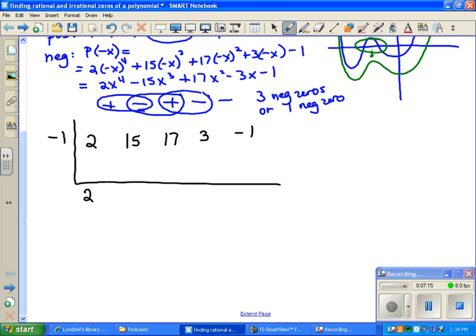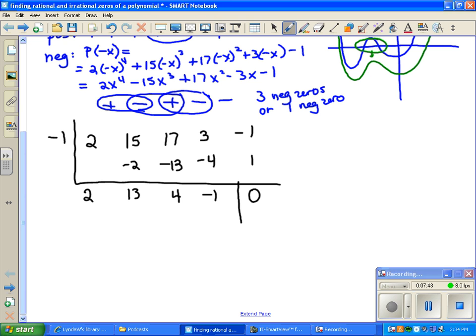I multiply by negative 1 to get negative 2. Add with the 15 to end up with 13. Multiply by the negative 1 to get negative 13. Add with the 17 to get 4. Multiply to get negative 4, add with a 3 to get negative 1, multiply with negative 1 to make 1, and I end up with a remainder of 0. Now this is important because it tells us that negative 1 is a 0 to this function. We now have one of our 4 answers.